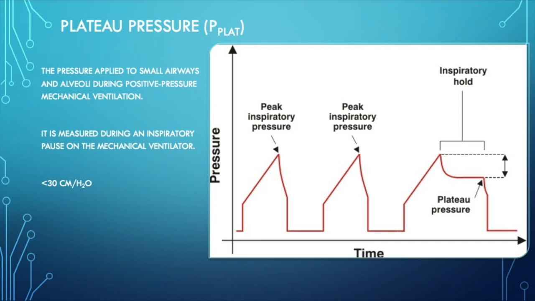The gold standard in measuring pressures of the lungs is plateau pressure. Plateau pressure is the amount of pressure in the alveoli and the small airways during mechanical ventilation. Plateau pressure should always be below 30 centimeters of water.